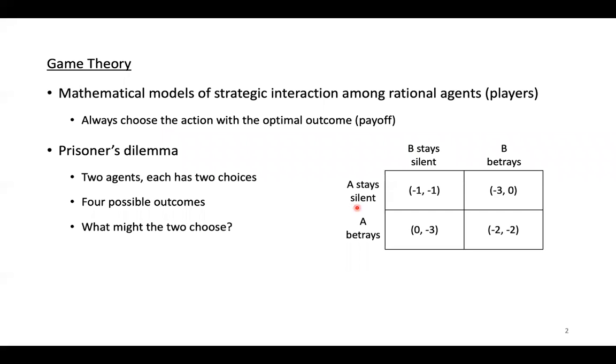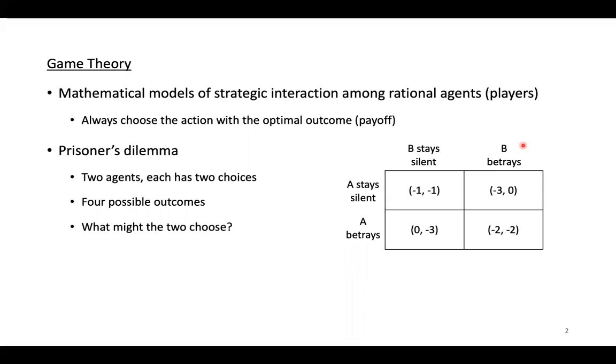So player A stays silent, player B stays silent, and while player A stays silent, player B can betray, and vice versa. Now in these four possible outcomes, I will define the payoffs for the agents, which means if both stay silent, both receive a payoff. The payoff on the left is for A and the payoff on the right is for B. So if A stays silent and B stays silent, each will get -1 payoff.